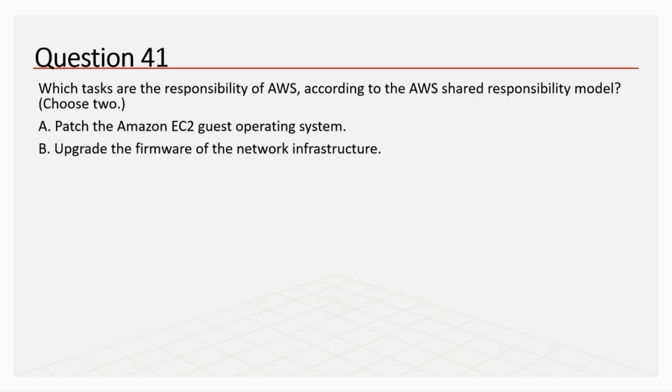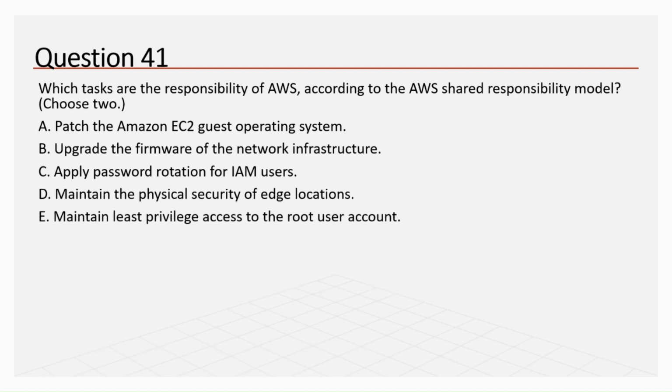So, question number 41, it says, which tasks are the responsibility of AWS according to the AWS Shared Responsibility model? You have to choose two options. The options are: patch the Amazon EC2 guest operating system, upgrade the firmware of the network infrastructure, apply password rotation for IAM users, maintain the physical security of edge locations, and maintain least privilege access to the root user account. So let's see what is the correct answer to this question. And the correct answer is B and D.